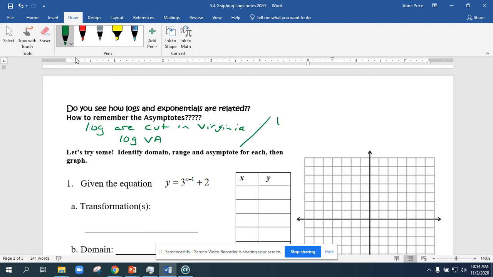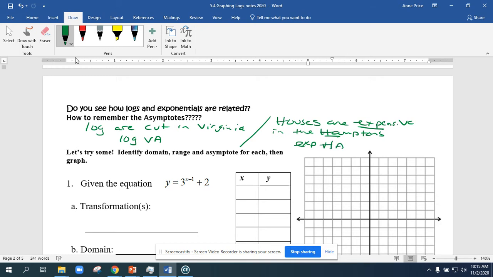And they said houses are expensive in the Hamptons. Well, I was like, oh, well, where are the Hamptons? The Hamptons are part of New York. They're really, really expensive homes, really, really expensive. So EXP for exponential, and they have HA for Hamptons, horizontal asymptotes.